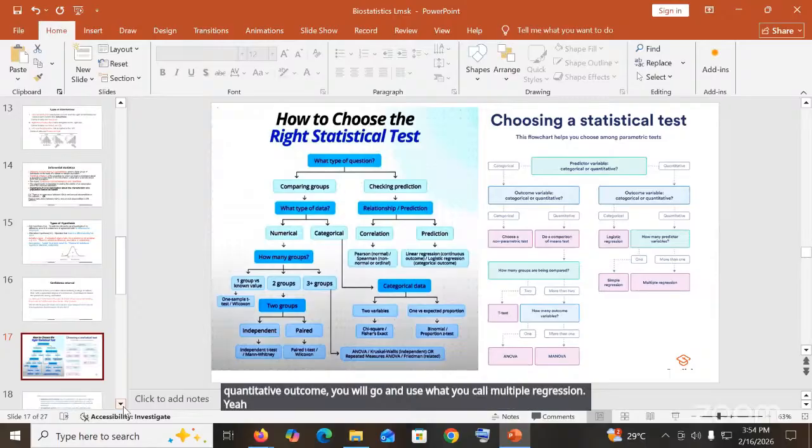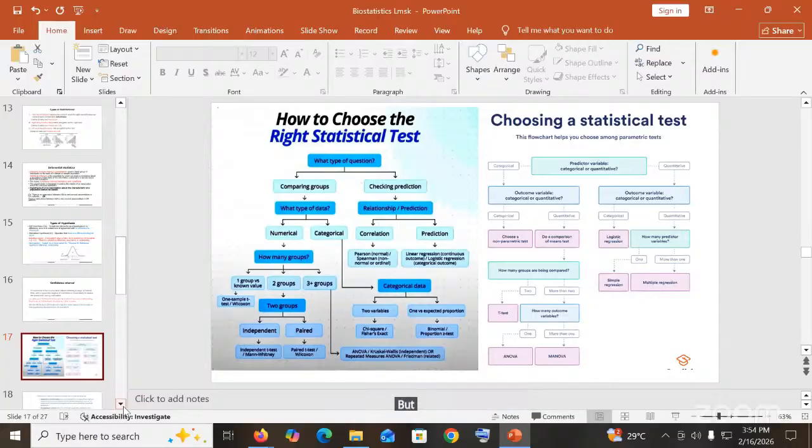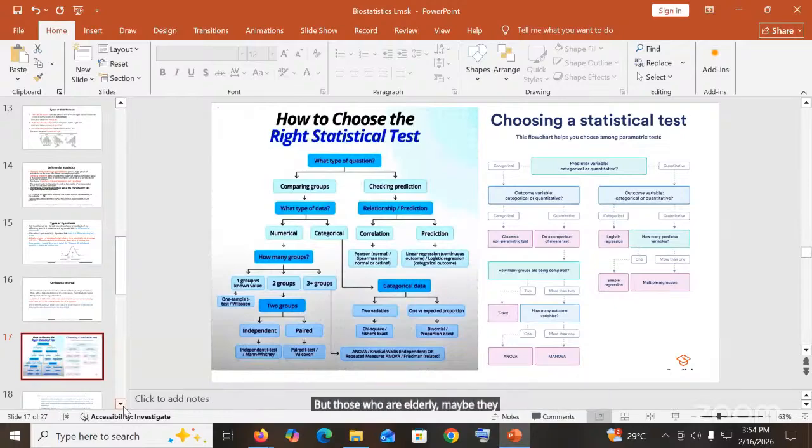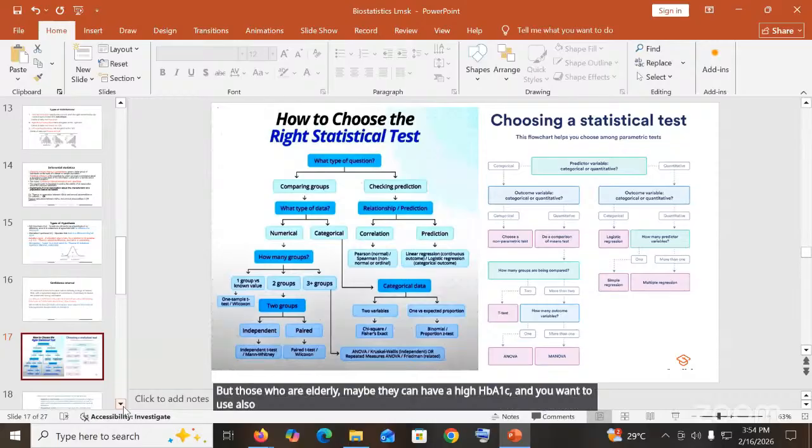If it is only one predictor variable, you'll use simple regression. But multiple regression will be used if there are many predictor variables and you want to measure one outcome. For example, you want to use age to predict HbA1c, since those who are elderly may have a high HbA1c, and you also want to use RBS to predict HbA1c. So you will use multiple regression because you're using multiple variables here.